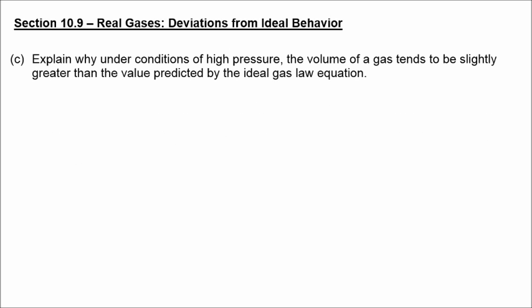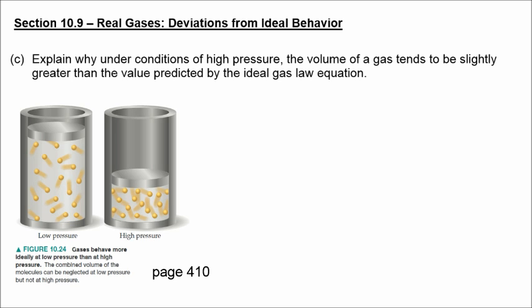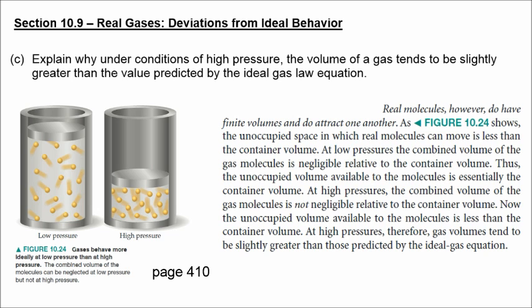Explain why under conditions of high pressure, the volume of a gas tends to be slightly greater than the value predicted by the ideal gas law equation. On page 410, there is a figure, 10.24, that shows that gases behave more ideally at low pressure than high pressure. So on the right, with high pressure, the combined volume of the molecules, which could be neglected at low pressure, cannot be neglected at high pressure.